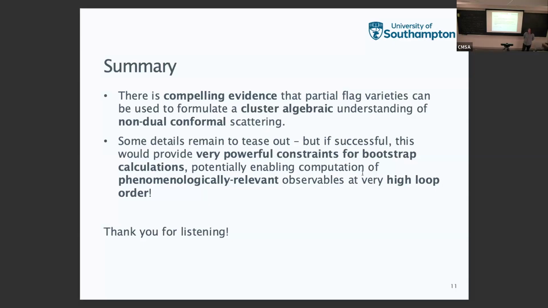It's connected to what you just said. Since you need to have permutations of cluster variables of the flag variety, does it mean that you can also capture some non-planar contribution, or have you seen that also in non-planar? Yes, yes. So for example, for 5-particle massless scattering, non-dual conformal, you can get the non-planar letters by the same procedure. So yeah, you can capture non-planar things depending on which permutations you use. One would prefer to use dihedral permutations only, but you can go beyond that. Yeah, you can recover non-planar letters. Okay.